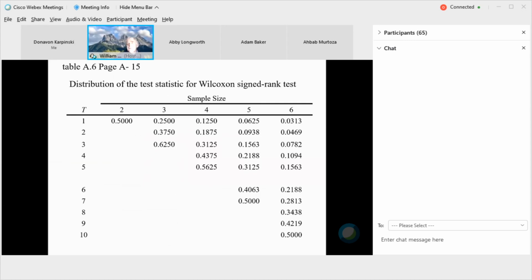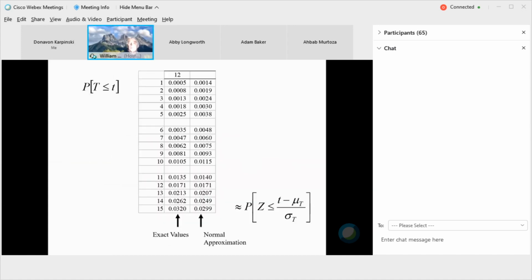Here are the exact values of the probability of T being less than or equal to t. This is the table for a sample size of 12. These are the exact values. These are using the normal approximation, and you can see that they're pretty close.